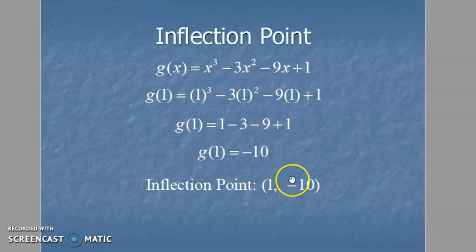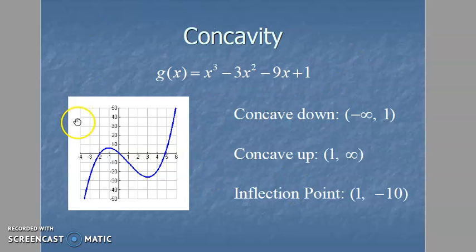So this is the required inflection point. Now if you look at the graph, you can see that from minus infinity to 1 it is concave down, and this point will be 1, minus 10. So this point will be the inflection point, and from here onwards the graph will be concave up.